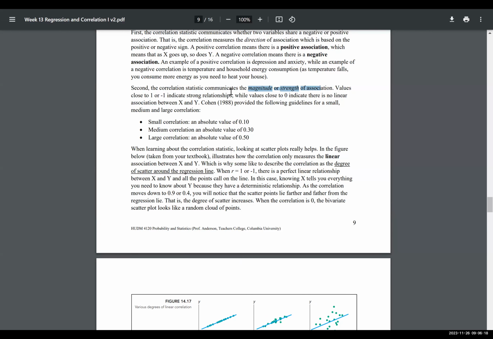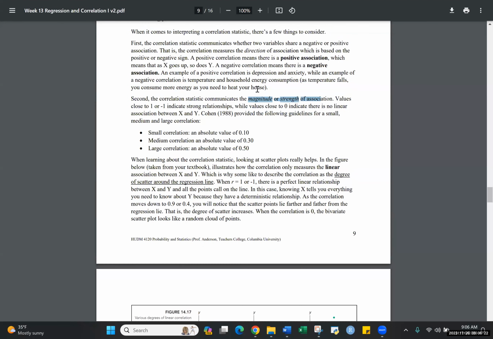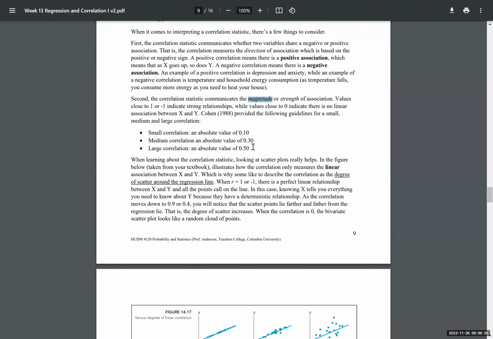So the two things that a correlation statistic communicates are direction and magnitude of association. And we can use Cohen's 1988 guidelines to understand what a small, medium, and large correlation is. A small correlation, with a correlation of 0.1, is small but meaningful. Medium is about 0.3, and large is 0.5.